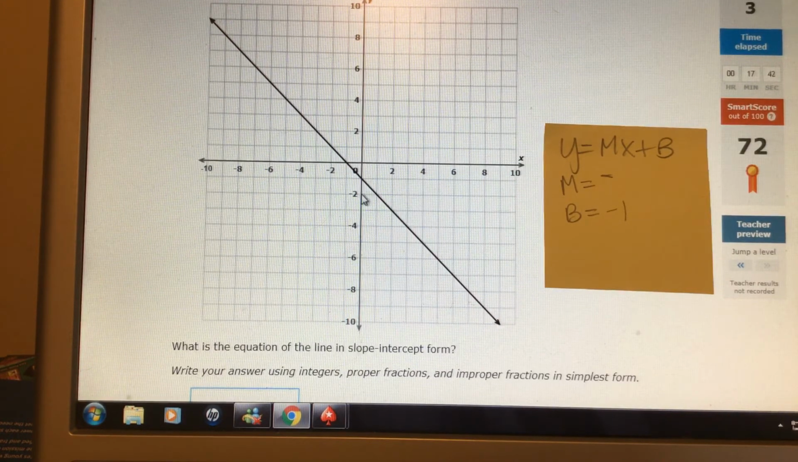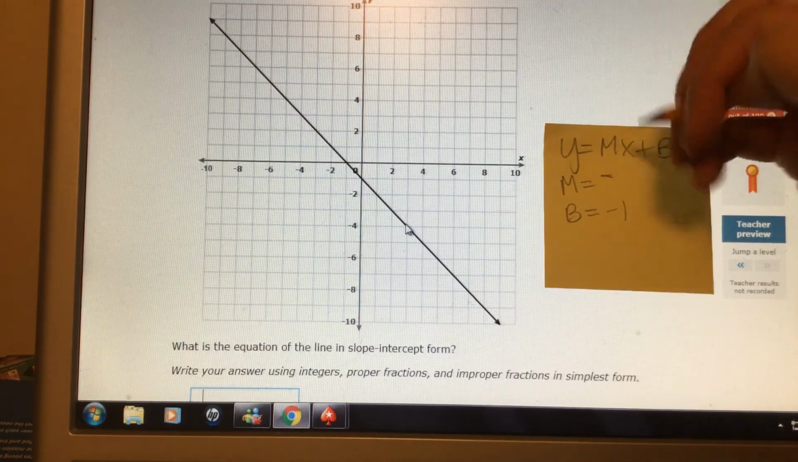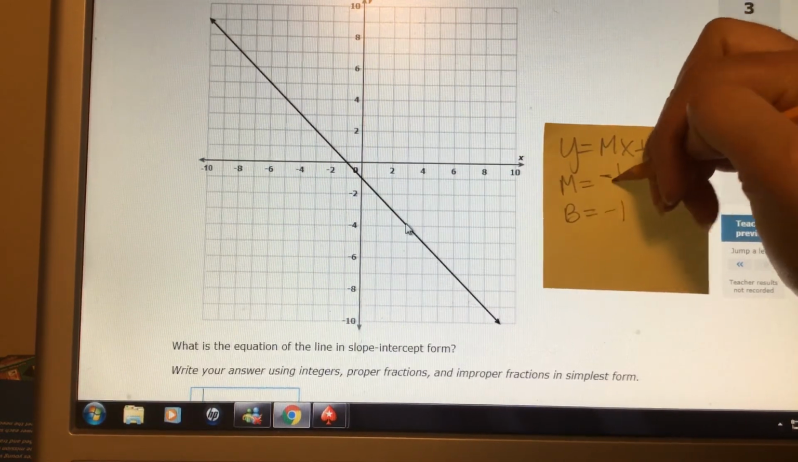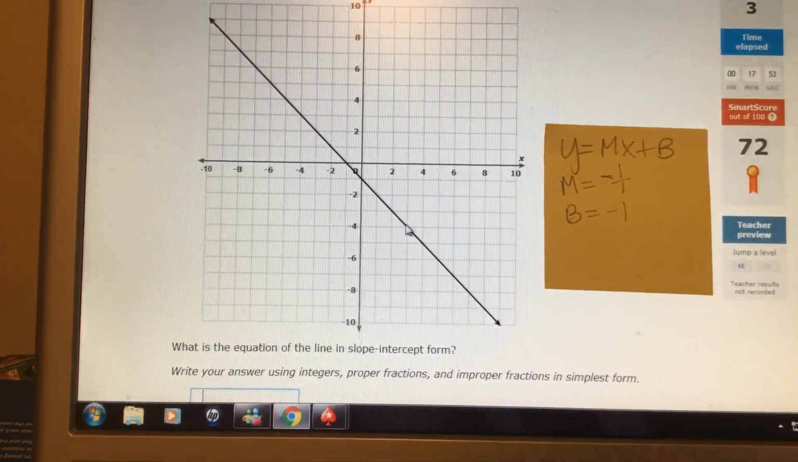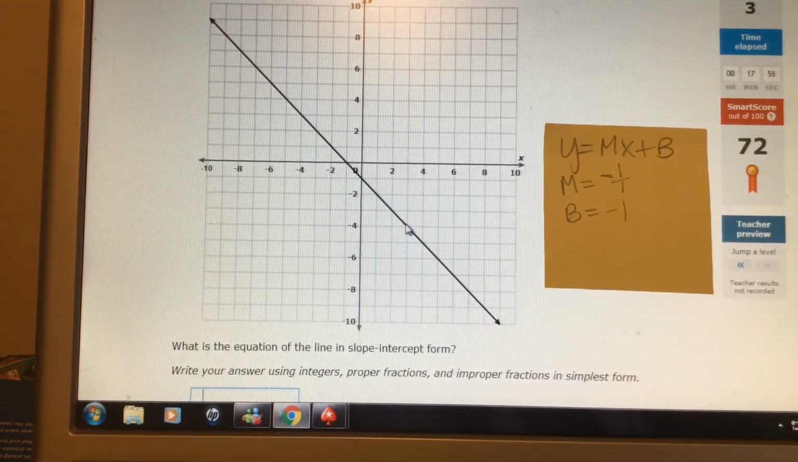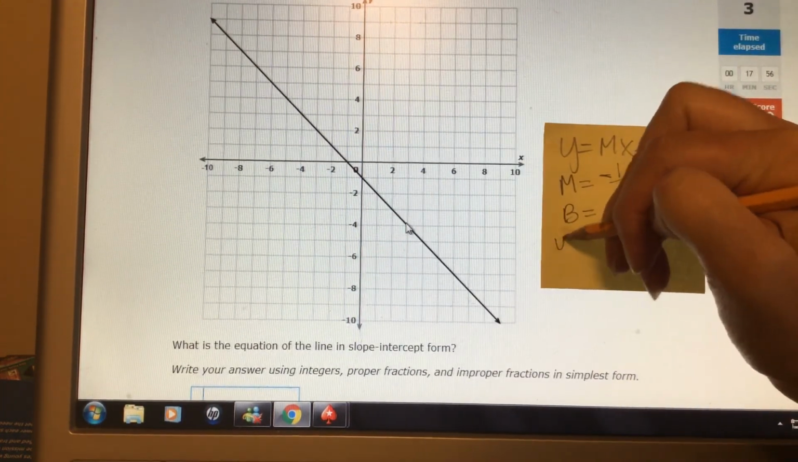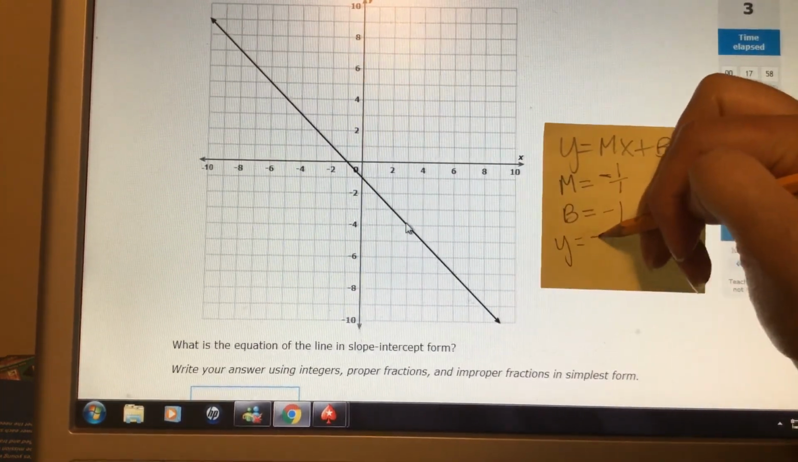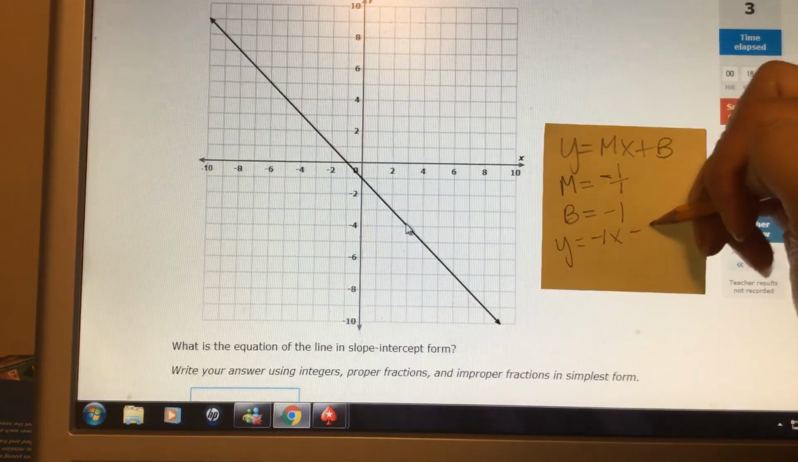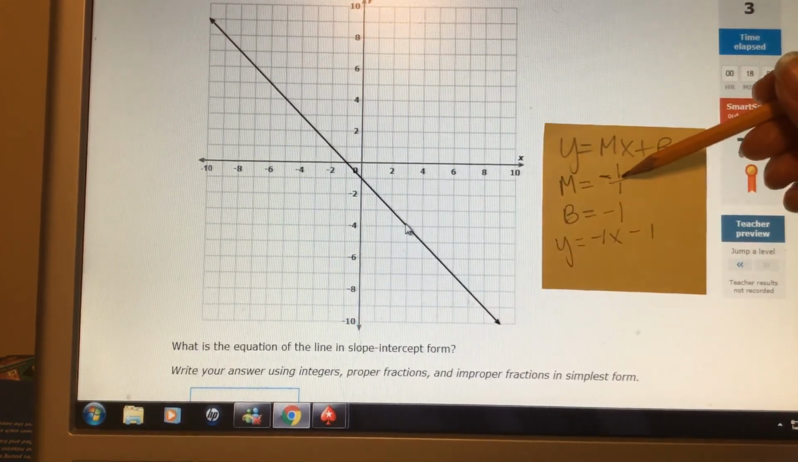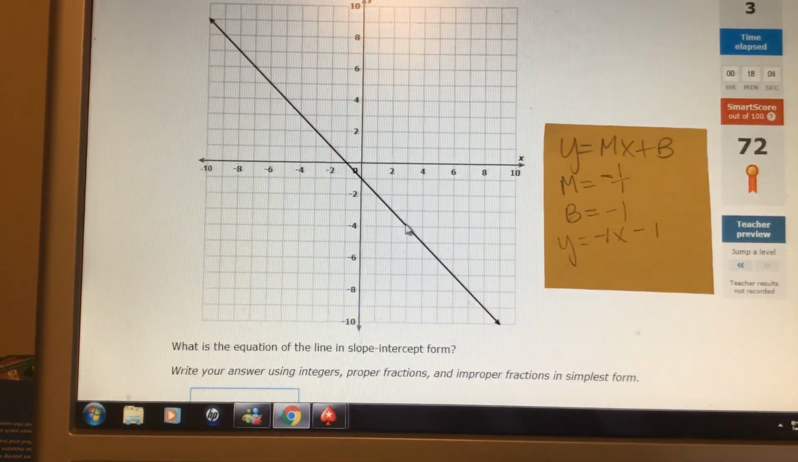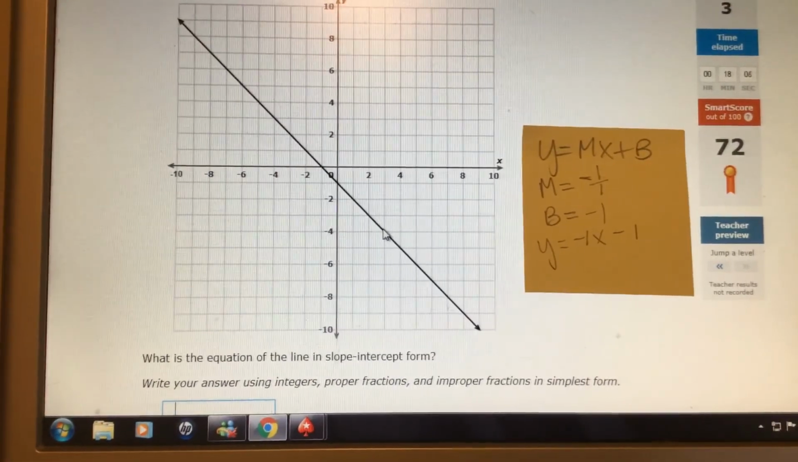So I'm going to go down 1 and over 1. Down 1 over 1. Down 1 over 1. So my slope is down 1, so that's -1 over 1. Now I have my m and b, and I can write my equation. Y equals -1x minus 1. Now, you could put -1 over 1, but then 1 underneath is not necessary, okay?